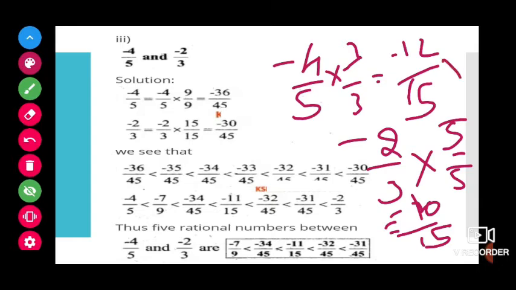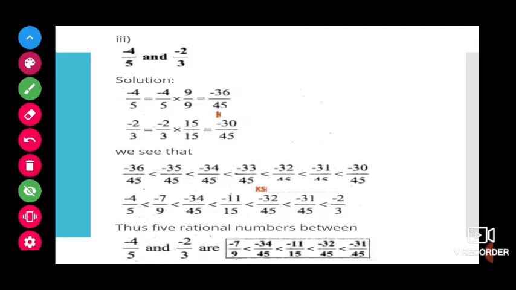Now we will multiply. Already there is a difference of 2 in between. Only 2 we will get, that is minus 11 in between minus 12 and minus 10. So I will multiply both also with 3 by 3. 4 also you can take, children, nothing will happen. So I took 3 by 3. Finally I will get minus 36 by 45 and here minus 30 by 45.